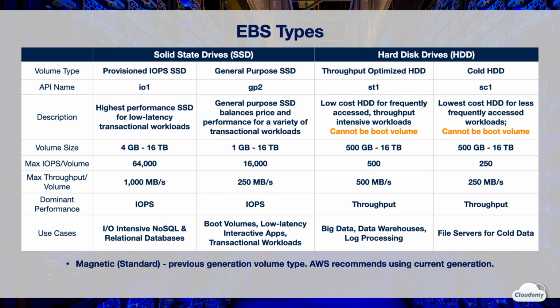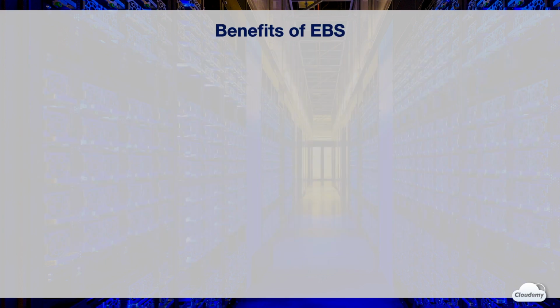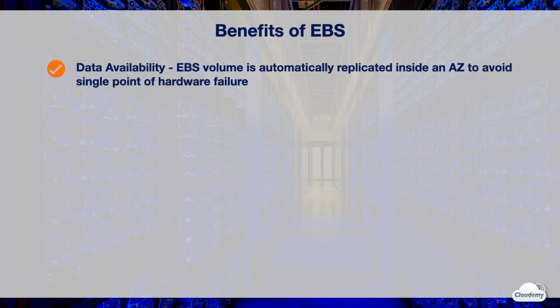AWS recommends using current generation volume types for the best performance. EBS volumes provide a few benefits over instance store volumes. When you create an EBS volume, it's automatically replicated within its availability zone, to prevent data loss due to any single point of hardware failure.